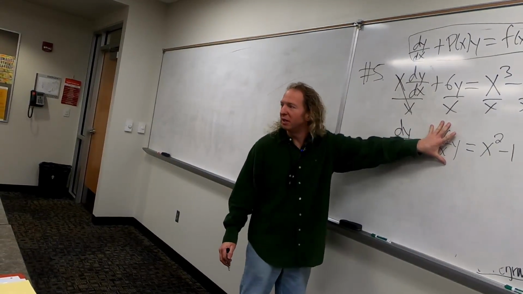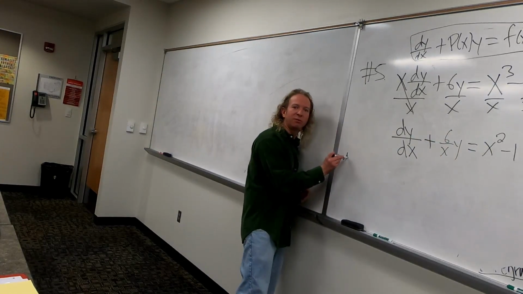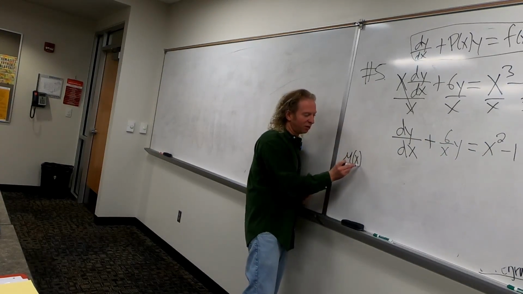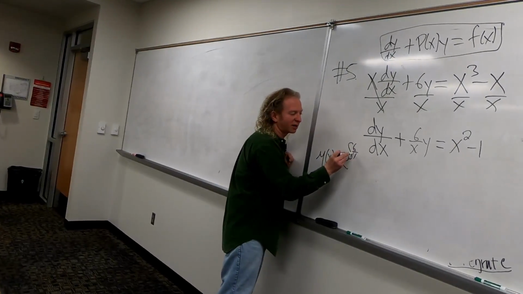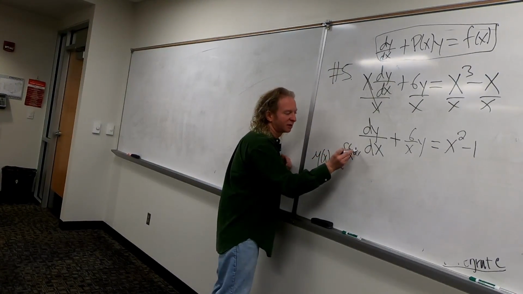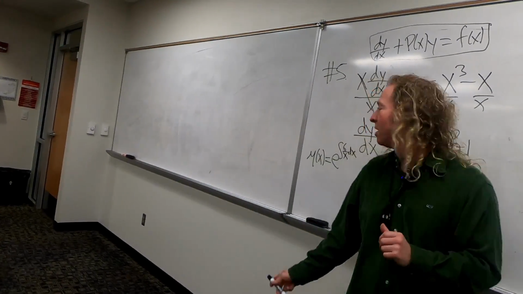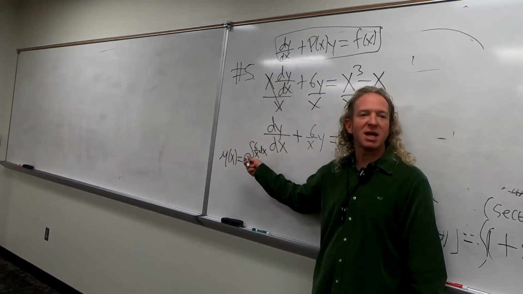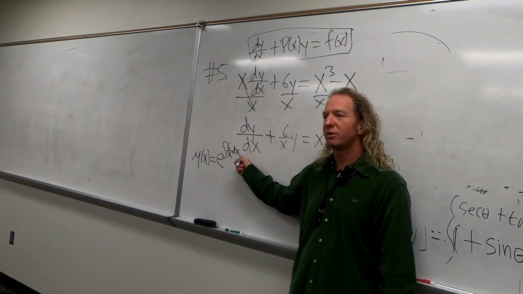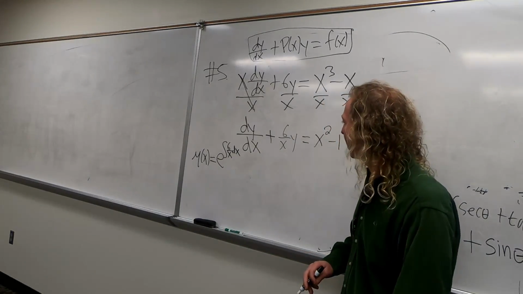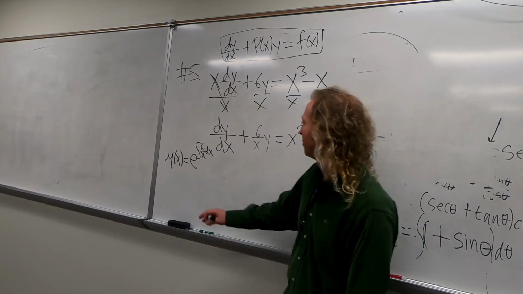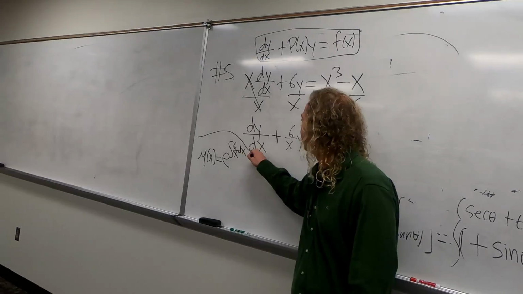Okay, this is your big P. So now you just have to compute mu of x, which is equal to e to the integral of big P, so 6 over x dx. Do you remember what this was called? The integrating factor. Yeah, compute the integrating factor.